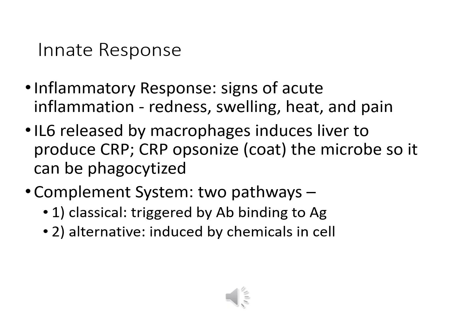Also, with innate response, we have the inflammatory response. So signs of acute inflammation: redness, swelling, heat, and pain. Interleukin-6 is actually released by the macrophages, which induces the liver to produce your C-reactive protein, or your CRP. Your CRP opsonizes and coats the microbe, so it's more easily phagocytized by the macrophage.